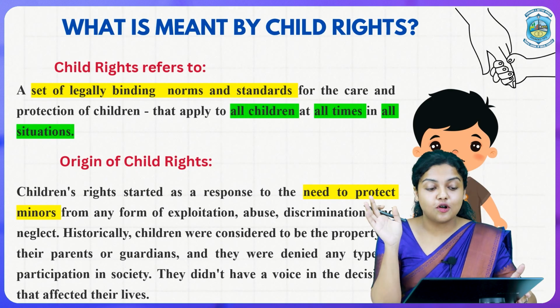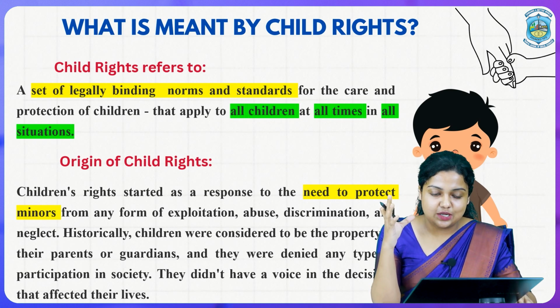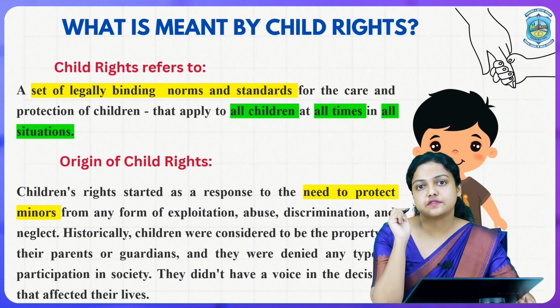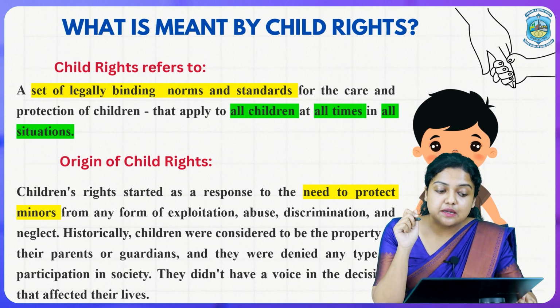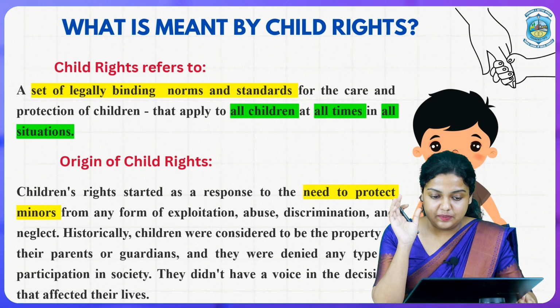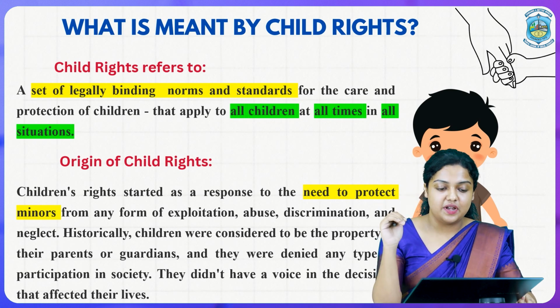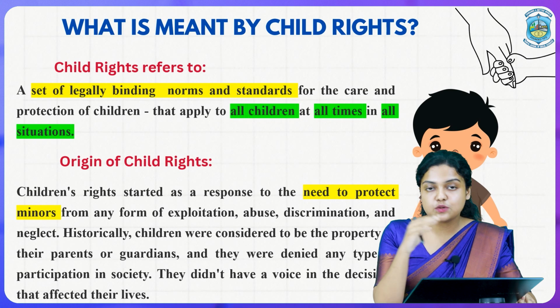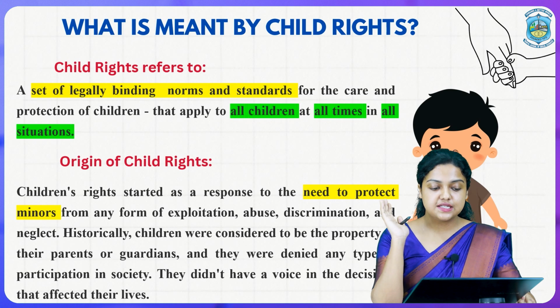In this we will focus on what is meant by child rights. We will look at the definition of child rights also. Child rights are a set of legally binding norms and standards for the care and protection of children that apply to all children at all times in all situations. Whatever the situation, these child rights are for all children, and they are a set of legally binding norms and standards.